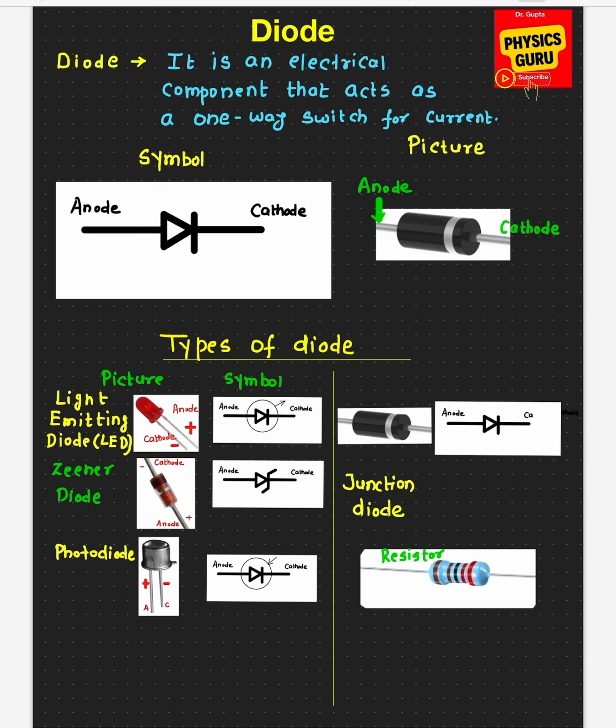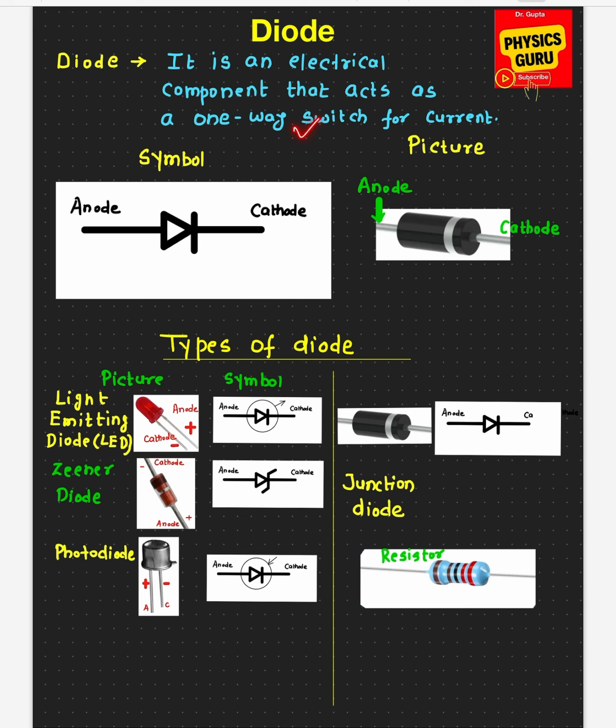In this video, we'll talk about diode. What is diode? The diode is an electrical component which acts as a one-way switch for the current. Here I have mentioned one-way switch for the current. What does this mean? That means it allows the current to flow in one direction and it does not allow the flow of current in the opposite direction, and I will explain this one.